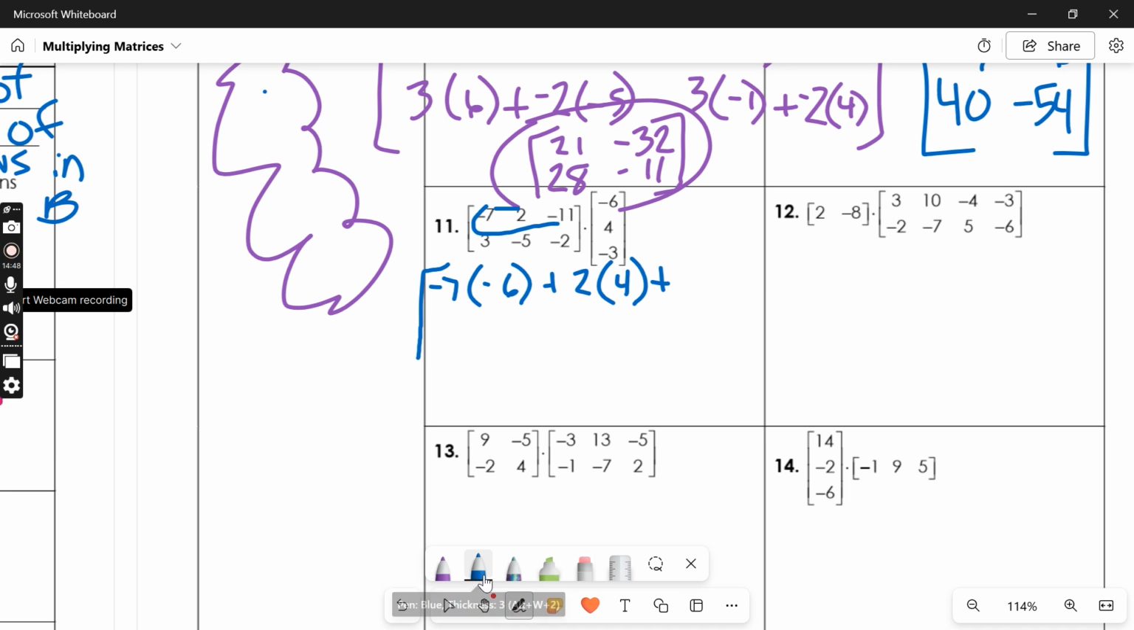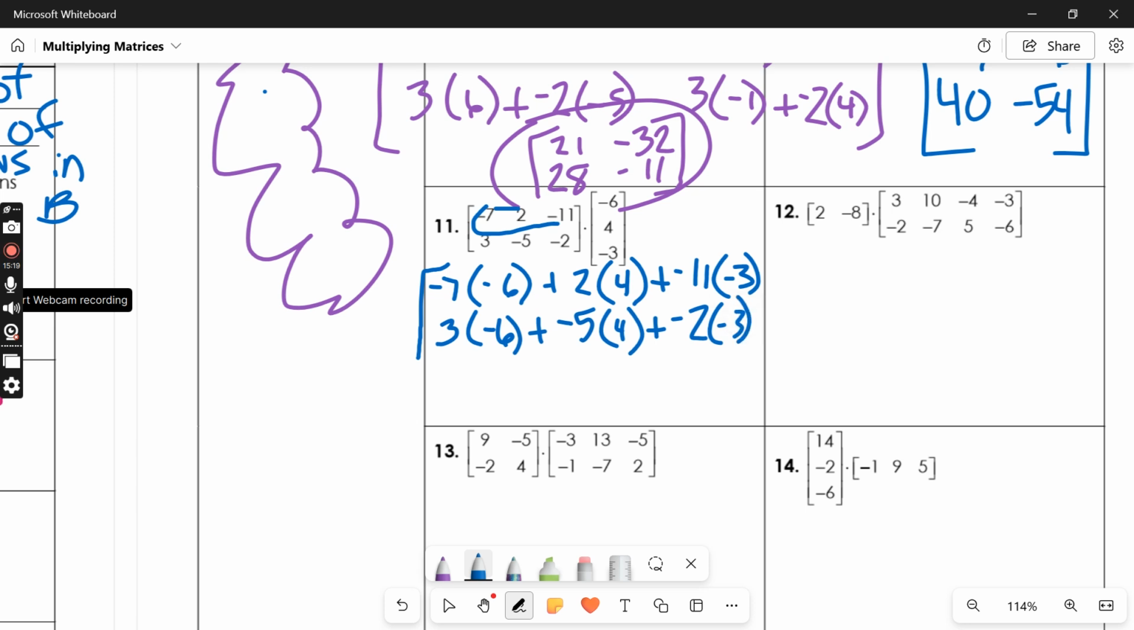Okay, plus negative 11 times negative 3. Okay, so I multiplied that top row by the only column. And then I'm going to go on to the second row times my only column. So that's going to be 3 times negative 6 plus negative 5 times 4 plus negative 2 times negative 3.